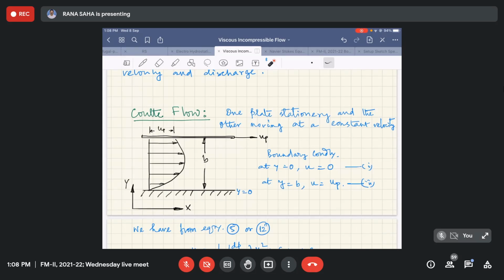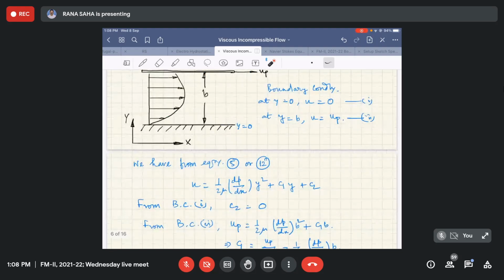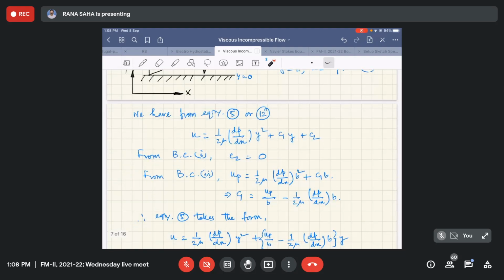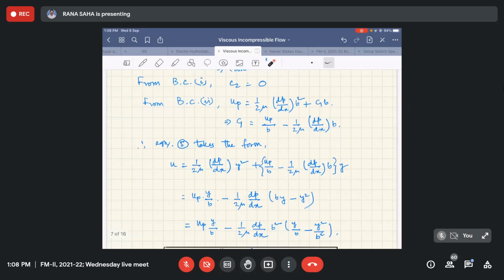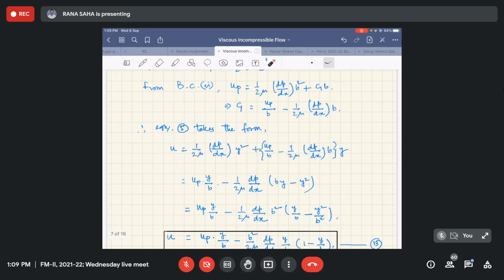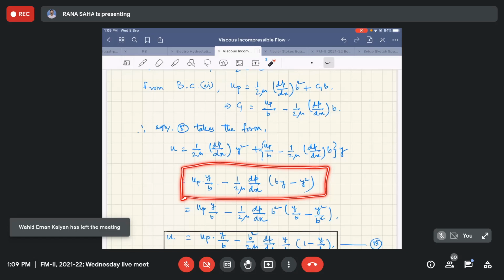So this is the change, and accordingly you get an additional term in the expression of u, not up, it is u. If you look into this part, here you can compare the expression for flow through parallel plates and this one, which is the expression for Couette flow.